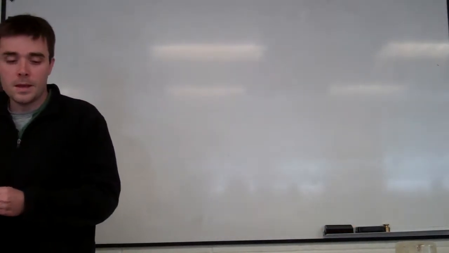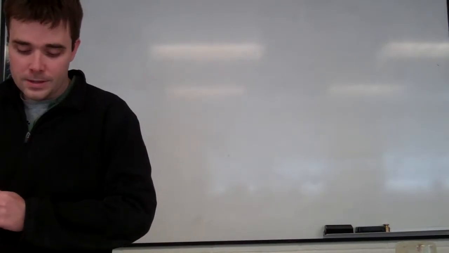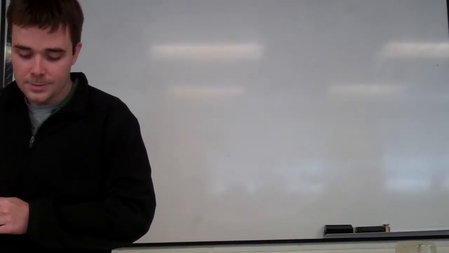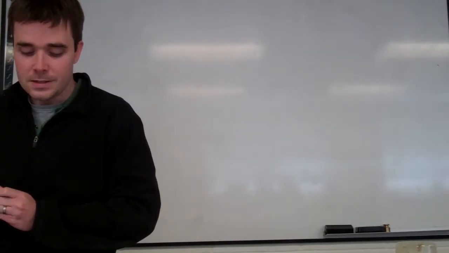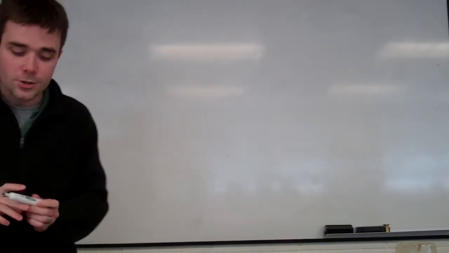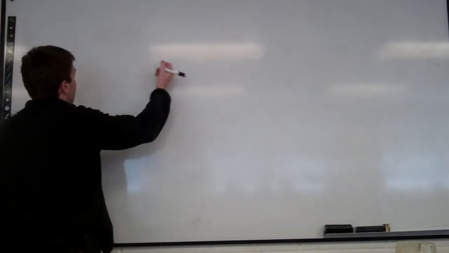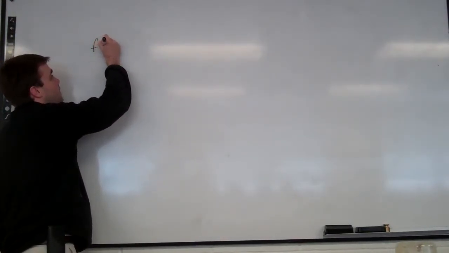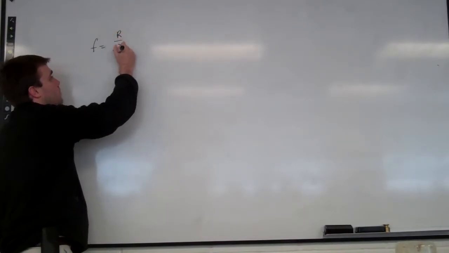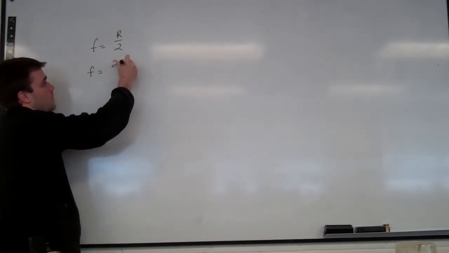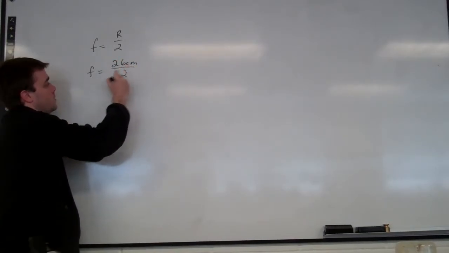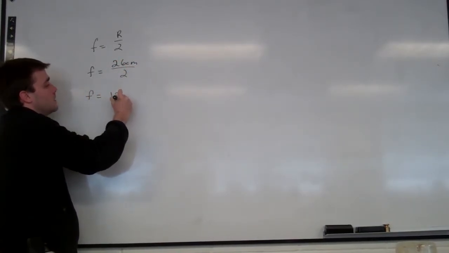Alright. A convex mirror has a radius of 26 centimeters and has an object placed 31 centimeters from its surface. The object is a pencil that is 15 centimeters tall. What is the height of the image? Alright, so we're going to have to find the focal length again first. So f equals r over 2. And what's the radius? 26 centimeters over 2. So f equals 13 centimeters.